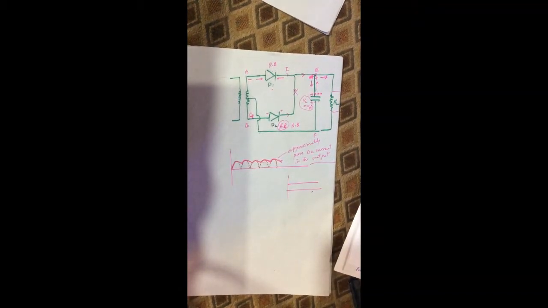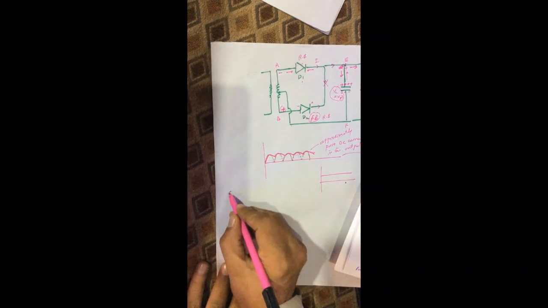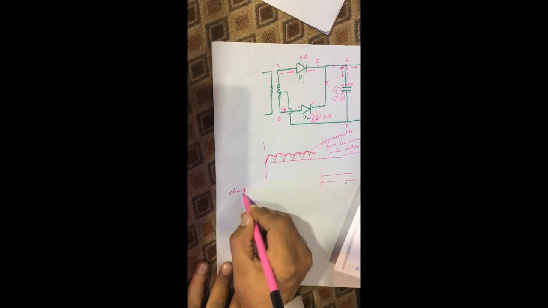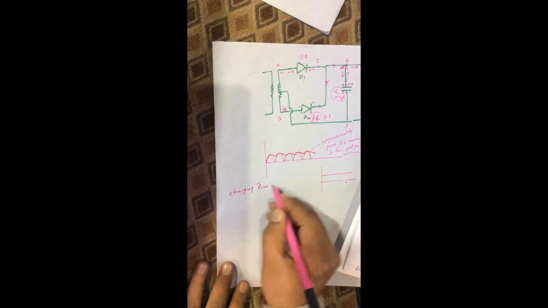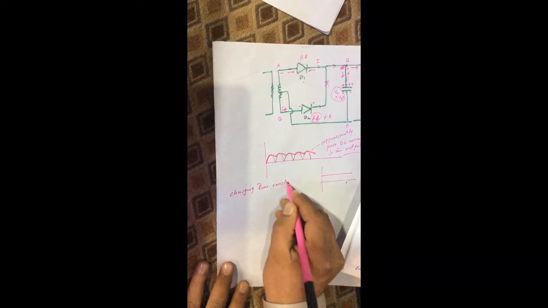Okay, there are two important things in the charging and discharging of a capacitor, and they are called charging time constant and discharging time constant. First I will define the charging time constant.